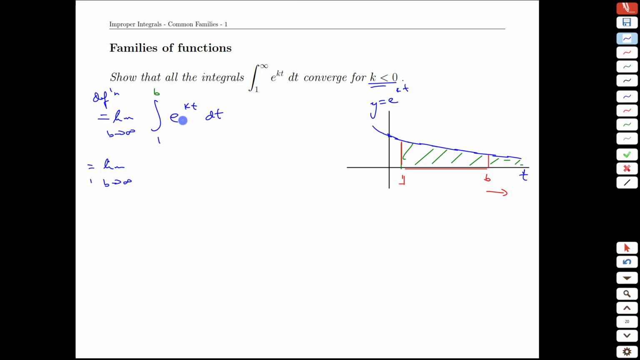For now, we focus on the integral itself, and we know the integral of e to the kt is e to the kt again over k. If we differentiate that, we would get back to the starting exponential. And we're going to evaluate that between b and 1.